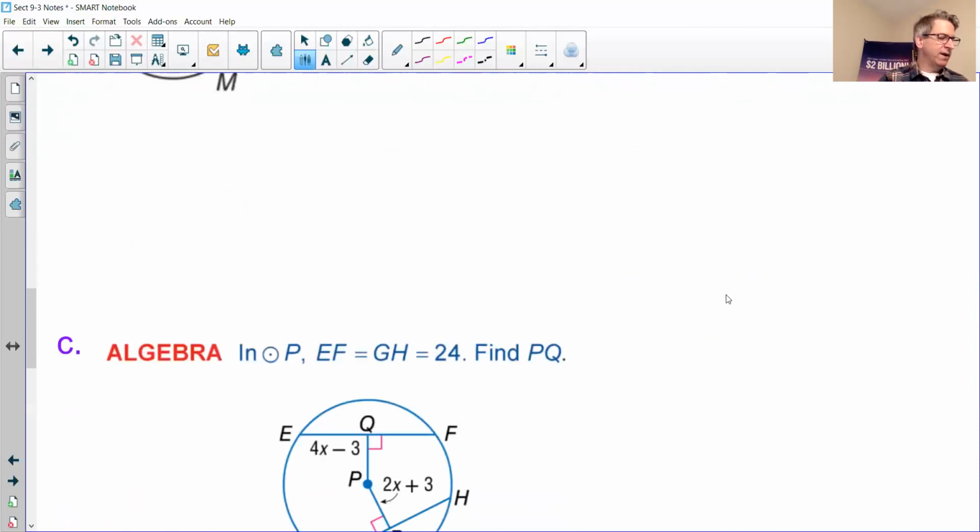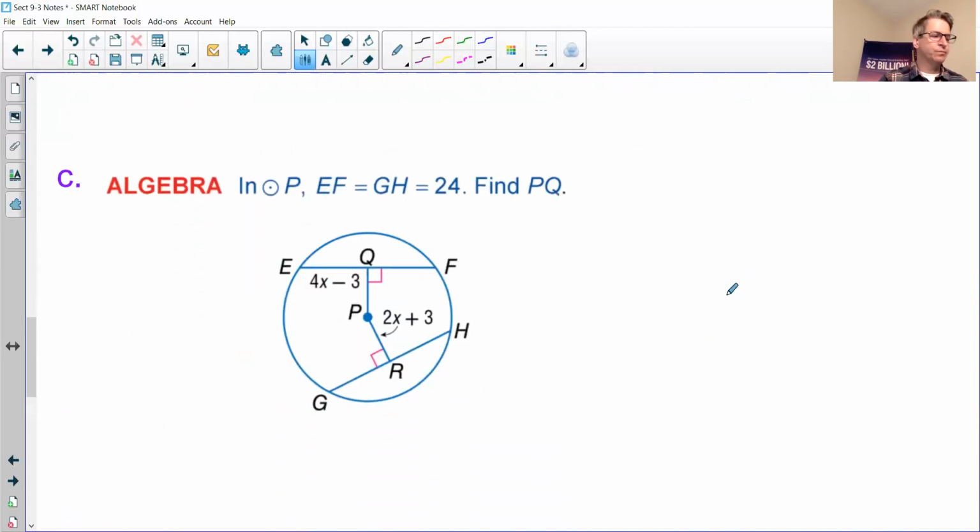Letter C, algebra. In circle P here, you're told that chord EF is congruent to GH. Find PQ. To find PQ, we have to find out what x is first. From the above theorem, we can conclude that 4x minus 3 is equal to 2x plus 3.